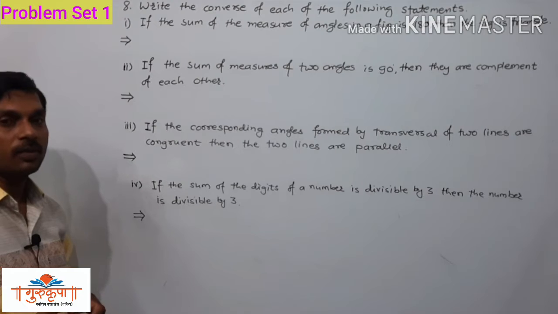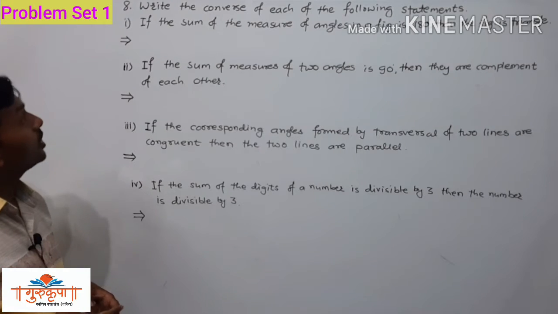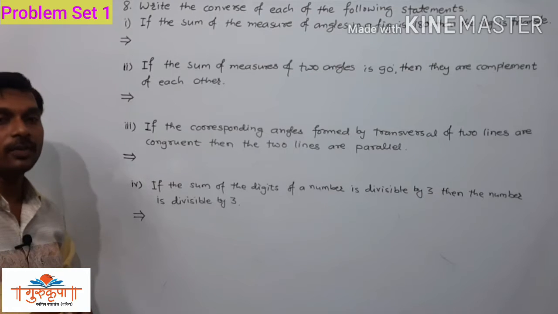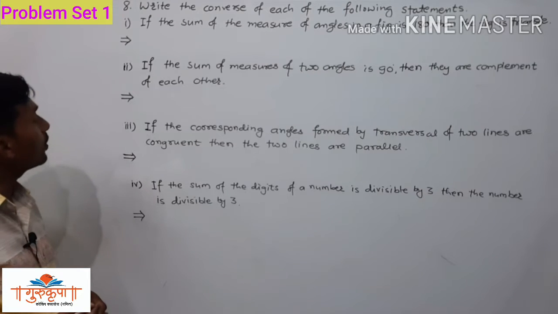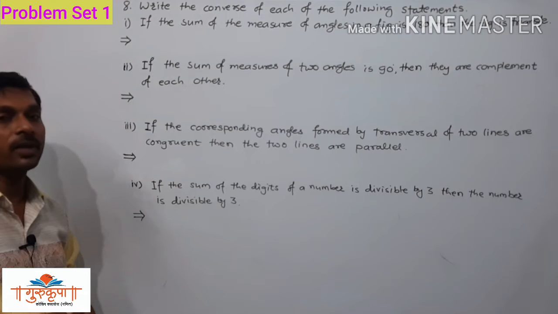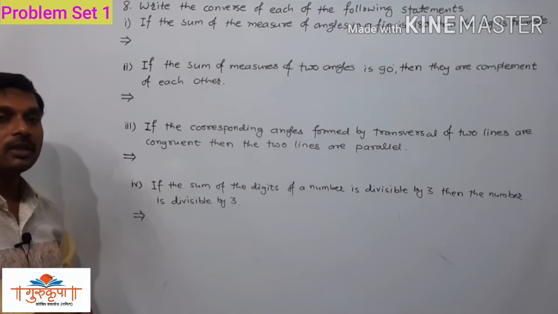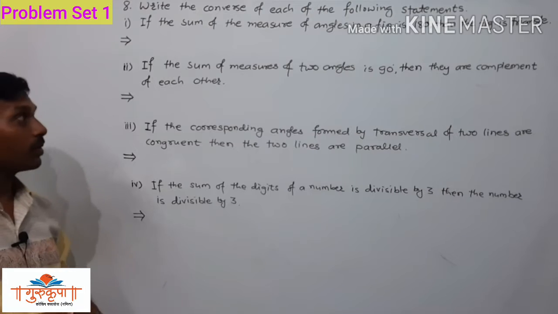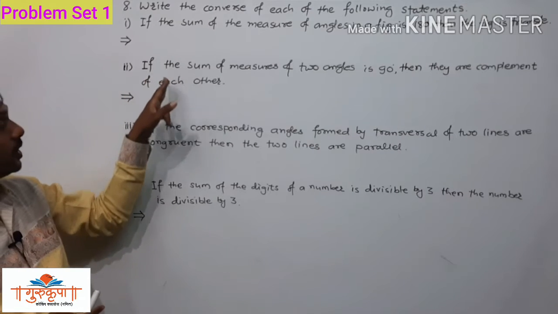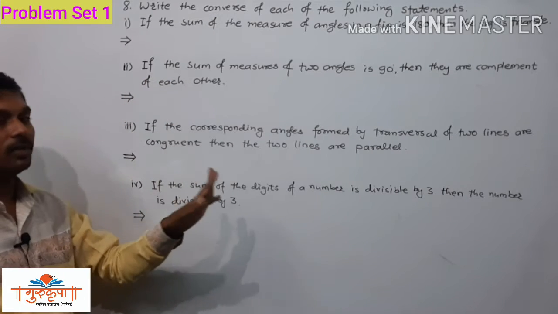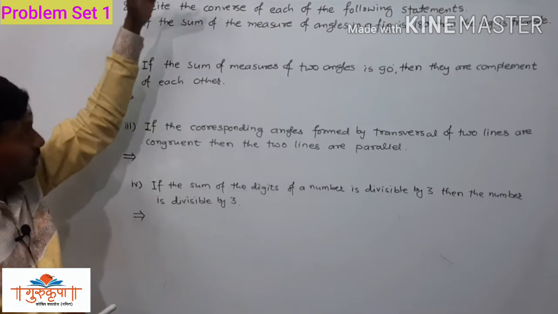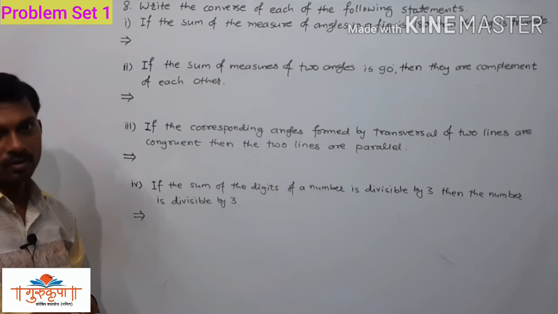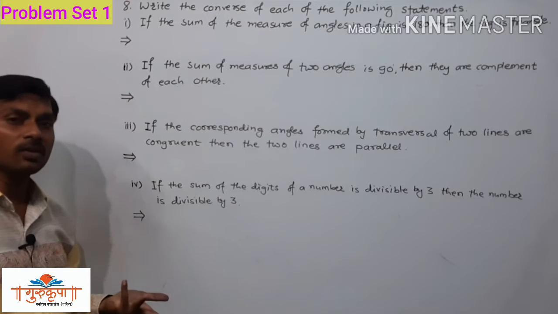Question 8 from problem set 1. The question is, write the converse of each of the following statements. Here we have been given four statements, and we have to write the converse of each. It is a very easy question because in each statement, if and then are available. Each given statement is a conditional statement, so we can easily write the converse.